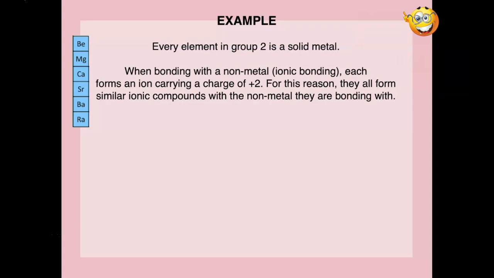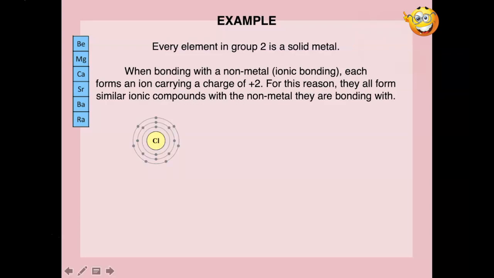Remember, atoms all have the same amount of protons and electrons. So if you're losing 2 electrons, you are more positively charged, so that's why there's a +2. For this reason, they all form similar ionic compounds with the nonmetal that they are bonding with.